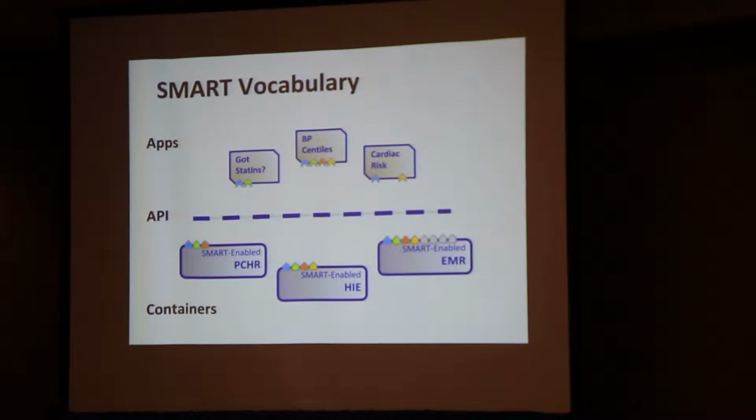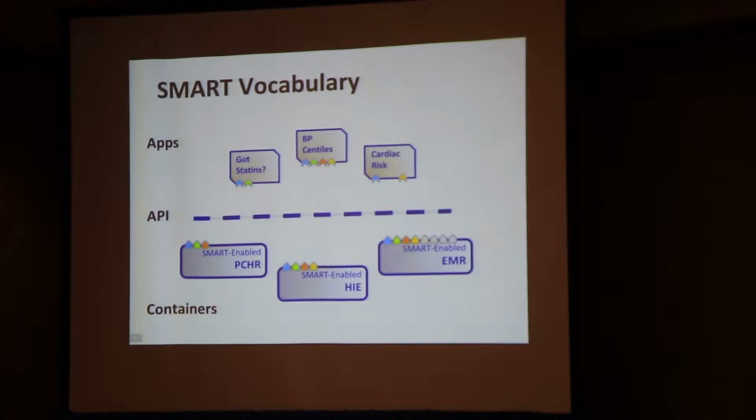So a couple of quick pieces of vocabulary before we jump into this sort of SMART ecosystem. We've got things that we call apps, which are at the top of the screen here. And apps are individual units of functionality that provide an end user some convenient function. So I'll show you a few apps today. One that tells whether a patient is taking a statin drug or not. We could see apps that calculate cardiac risk, or apps that display a growth chart for a pediatric patient, or analyze blood pressures and determine if they're normal.